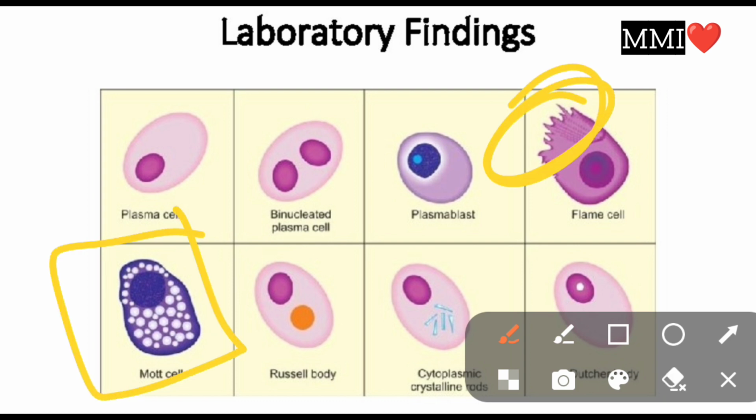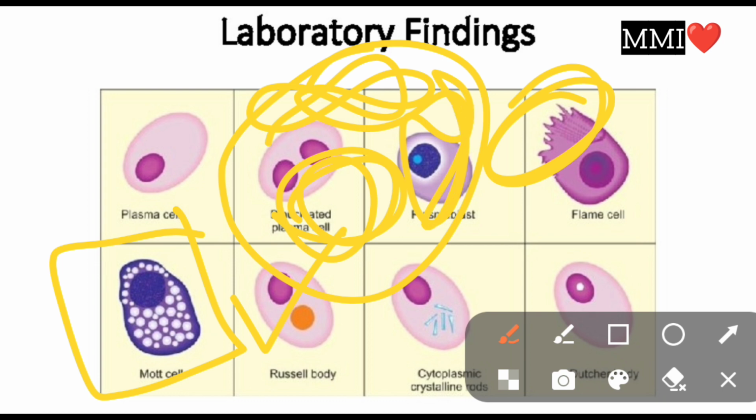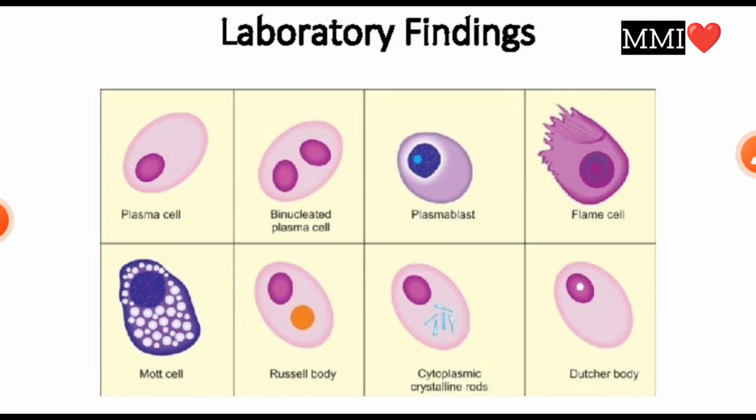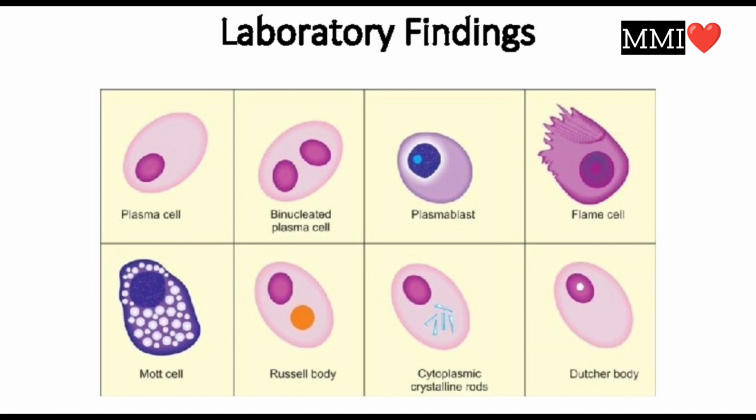Next is the Mott cell. Before the Mott cell you should remember Russell bodies. In this plasma cell, here is a nucleus, and here all the immunoglobulins will get accumulated. This will give the Russell body. A number of Russell bodies all together form the Mott cell. Mott cell is nothing but a number of Russell bodies in a plasma cell. Don't confuse the Mott cell with an adipocyte. It almost looks like adipose, which stores fat, but it is not fat. Remember. Next are the cytoplasmic crystalline rods, Dutcher bodies. These are the different types of cells you will see.